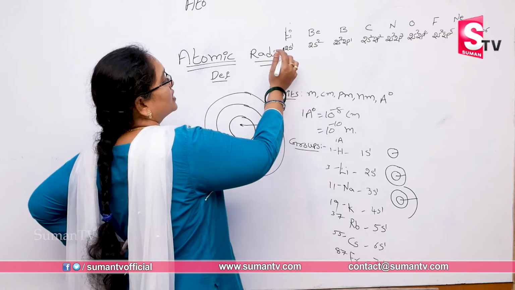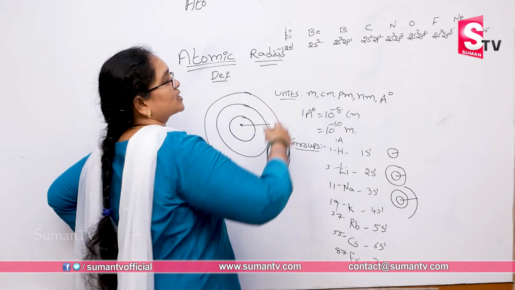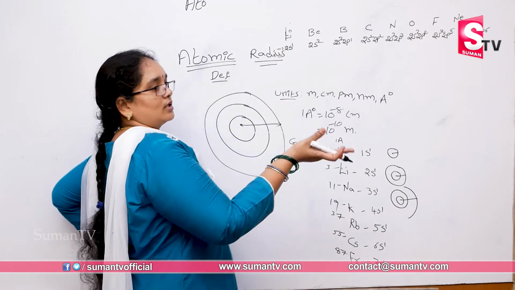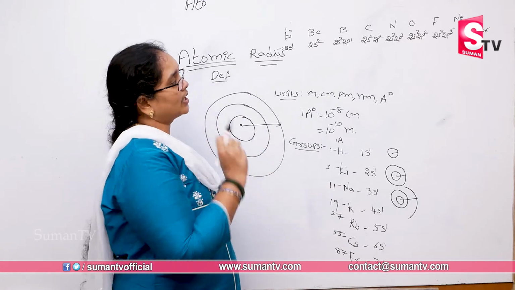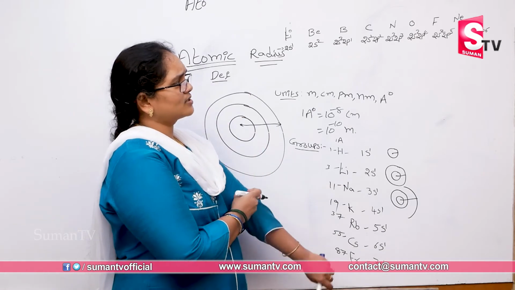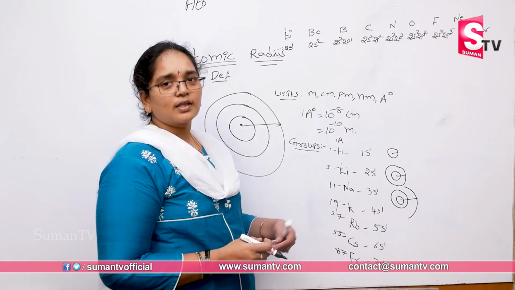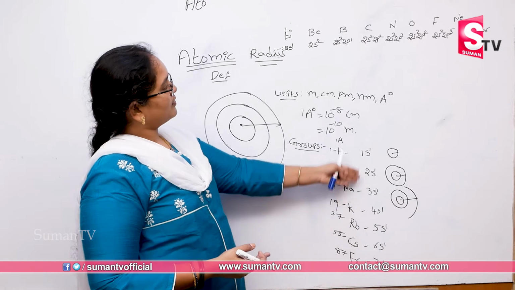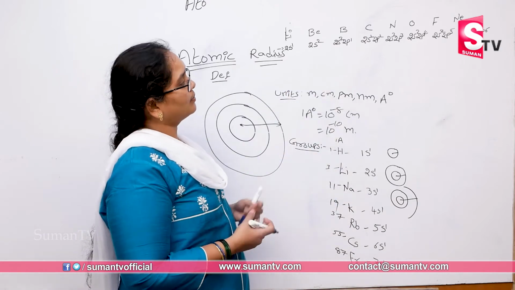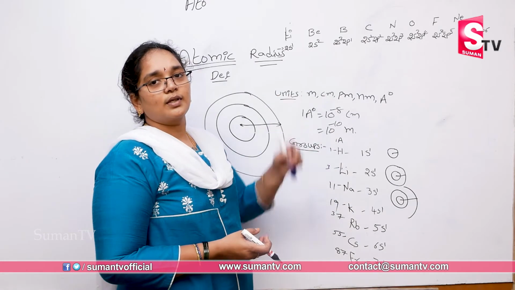That means all the elements belonging to a period have electrons entering into the same shell. Then we can suspect, is the atomic radius the same? Yes, according to this concept, all the electrons are filling into the same orbit. You can guess the atomic radius is the same.